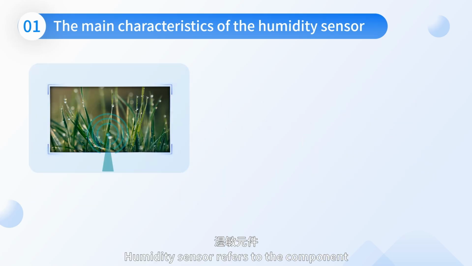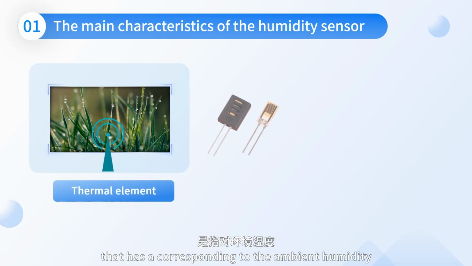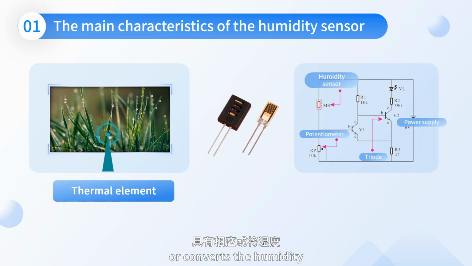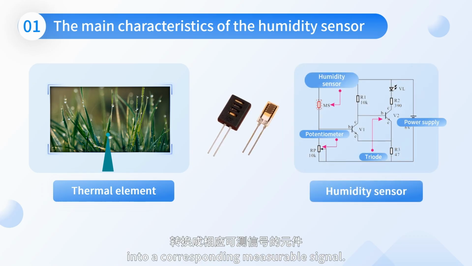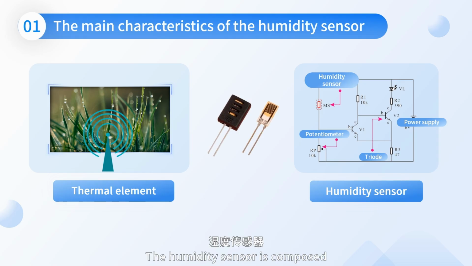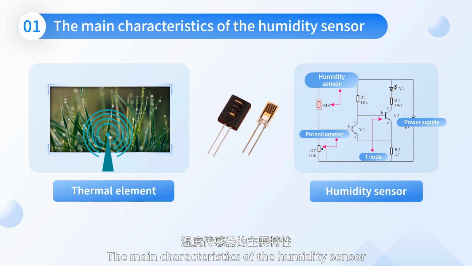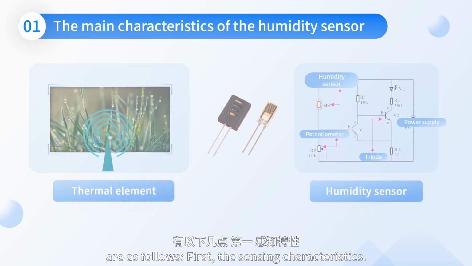A humidity sensor refers to a component that responds to the ambient humidity or converts the humidity into a corresponding measurable signal. The humidity sensor is composed of humidity sensing elements and conversion circuits and can convert ambient humidity into electrical signals. The main characteristics of the humidity sensor are as follows.